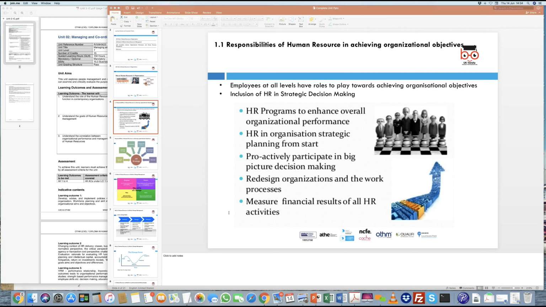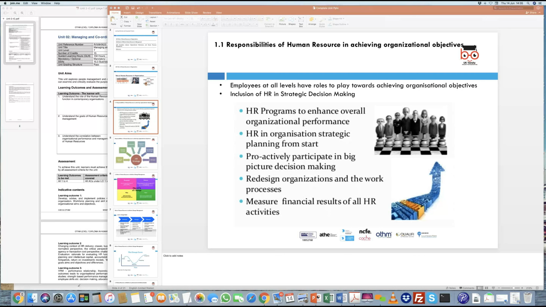Now, the last point here is that sometimes HR also helps in measuring financial results of all activities. Now, how do HR reports look at measuring financial results? An example here would be if you have a compensation package for a CEO, or a compensation package aligned to a particular type of role in the organization.